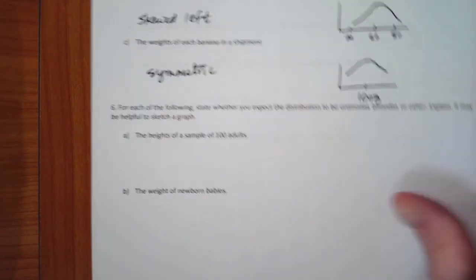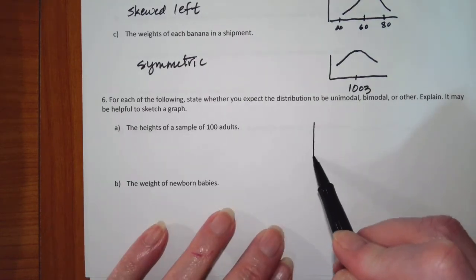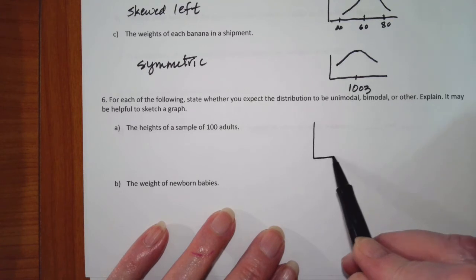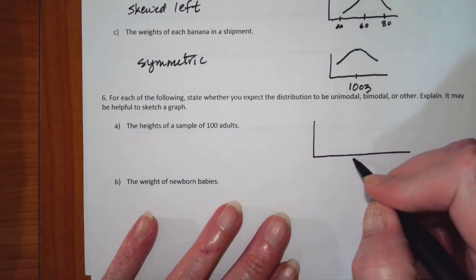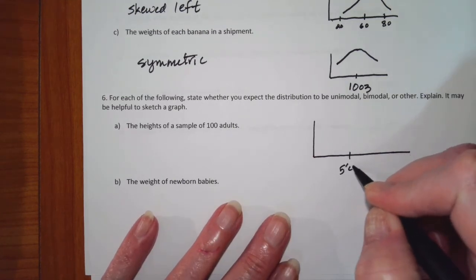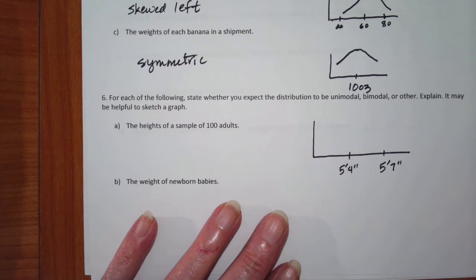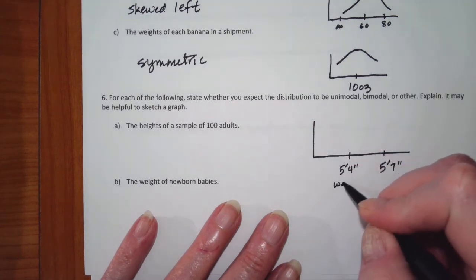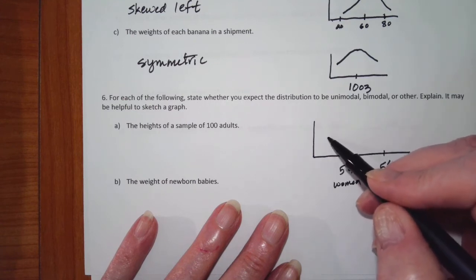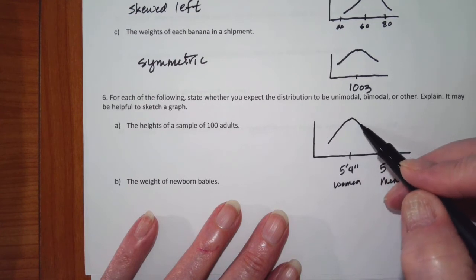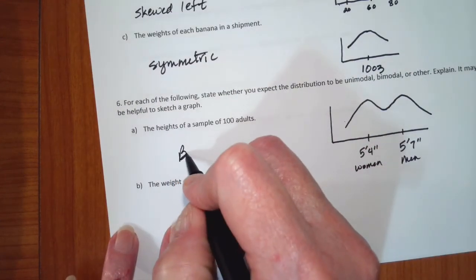Okay. Now let's talk about the modality, the heights of a sample of 100 adults. This is different than the one about the 100 women because we've got to have in here the women and men. So we're going to have heights. We know 5 foot 4 inches is the average for women. 5 foot 7 is for men. So I would say it would be bimodal. This is not going to go down much in between because you're going to have an overlap from both. But I would say this is bimodal.